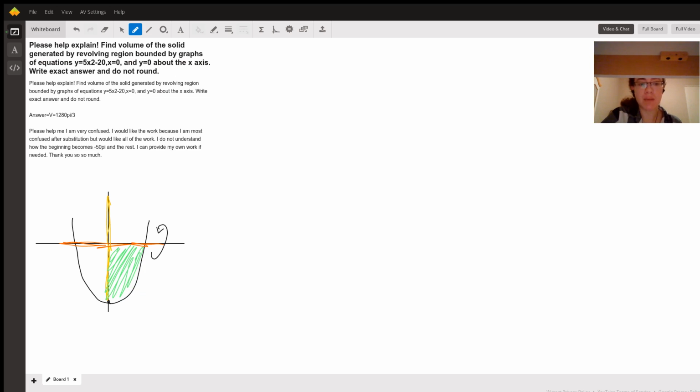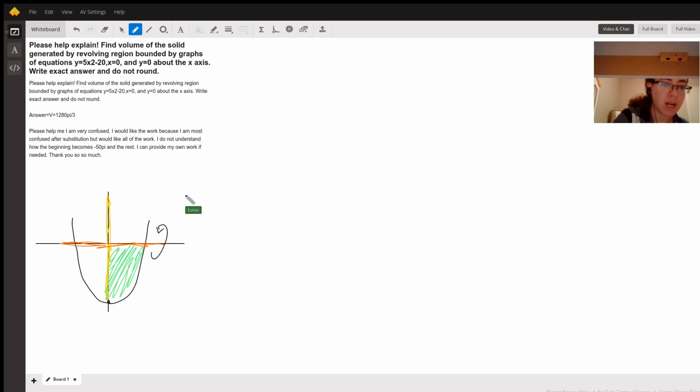So our next step is to actually set up an integral. And what we know is that we're rotating about the x-axis, as I've indicated. And in general, when you're rotating about the x-axis, we know that we're forming a bunch of disks that we're stacking up along the x-axis. And so we just want to determine the area of these disks as our first step.